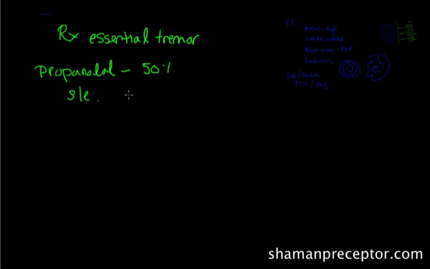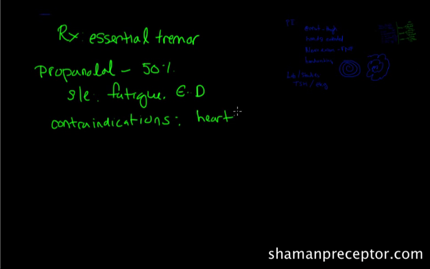You should know their side effects. So it is a beta blocker, so it can cause fatigue. It can cause erectile dysfunction in some patients, and you want to forewarn them on that. And then contraindications. So relative contraindications for propranolol are heart block. So that's why we get the EKG before we prescribe propranolol. And type 1 diabetes, because it can mask hypoglycemia, and asthma is a relative contraindication.